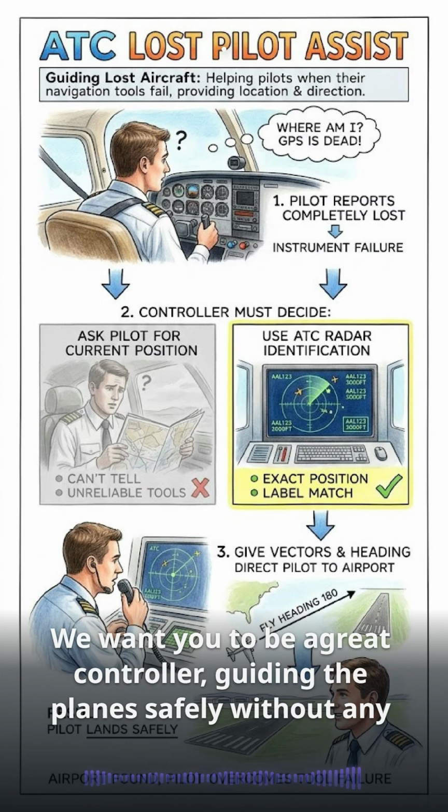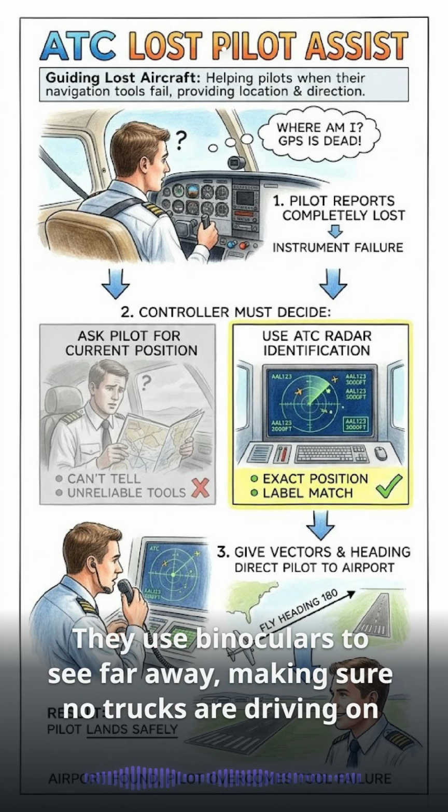The tower controllers look out the large windows, watching the airplanes move slowly along the painted yellow lines. They use binoculars to see far away, making sure no trucks are driving on the active runway surface.